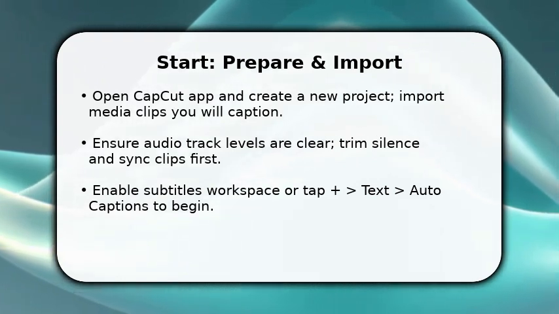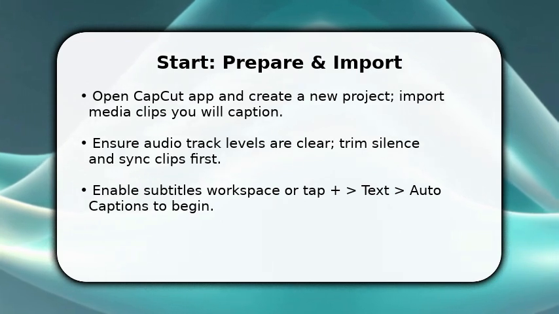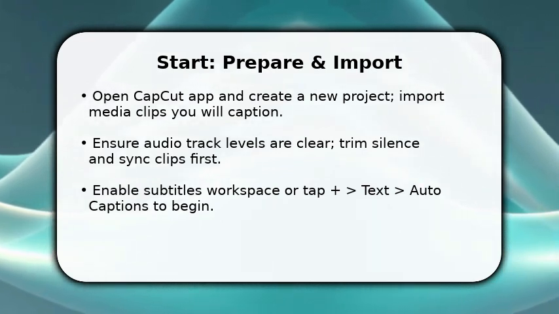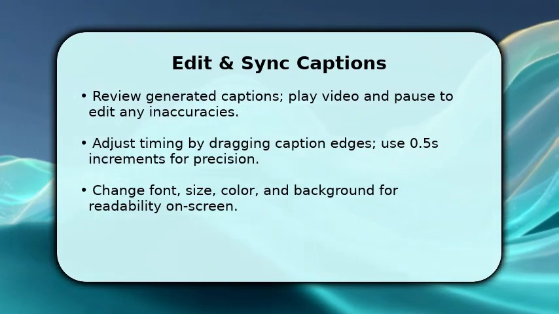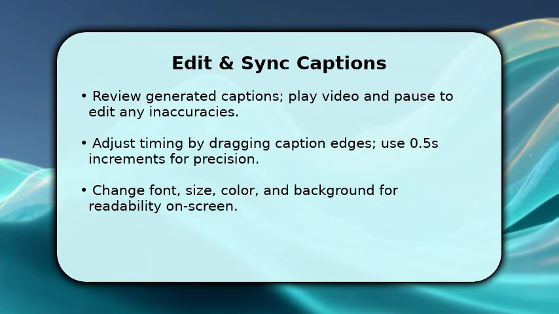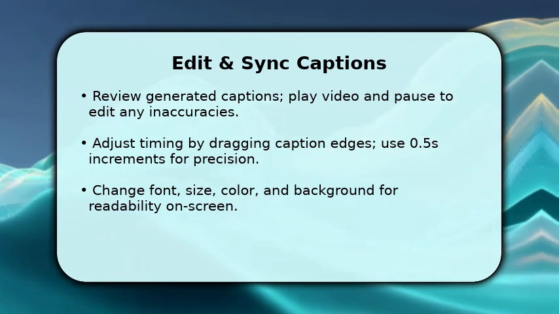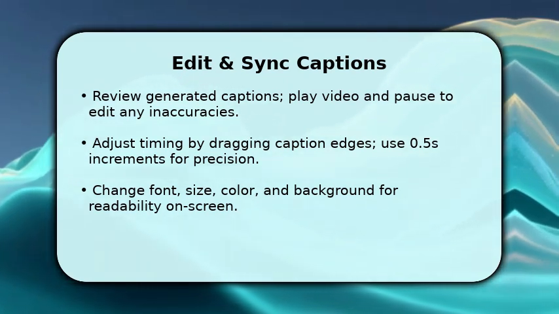Now you refine what CapCut created. Play through the video and pause where words are wrong. Tap a caption to edit text because accuracy matters. Once done, drag the left or right edge of each caption to tighten timing and use 0.5-second adjustments for precise sync.